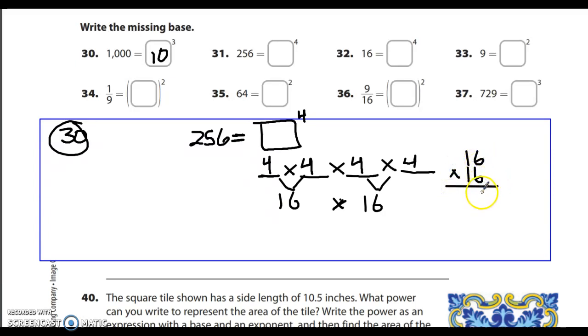6 times 6 is 36. 6 times 1 is 6, plus 3 is 9. 1 times 6 is 6. 1 times 1 is 1. 6, 5, and 2. I guessed it right. It's 4 to the 4th power.